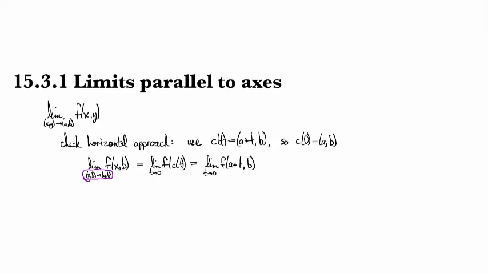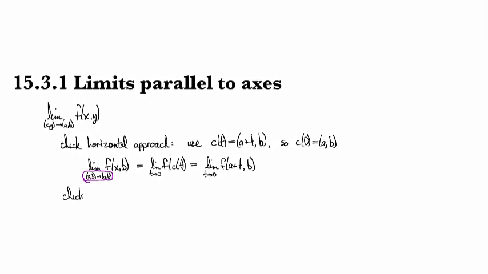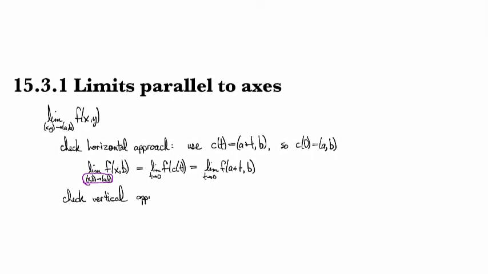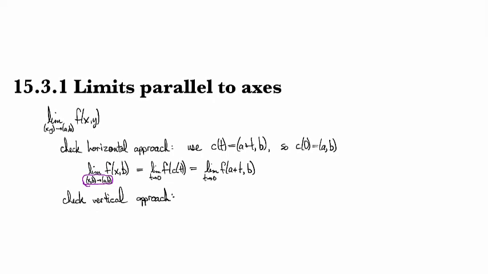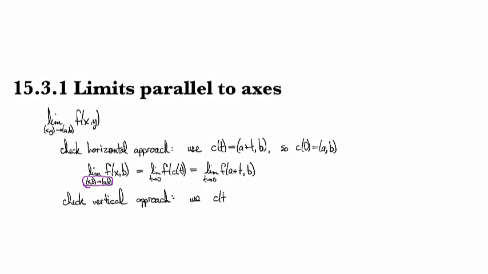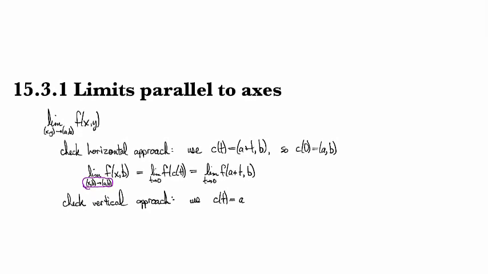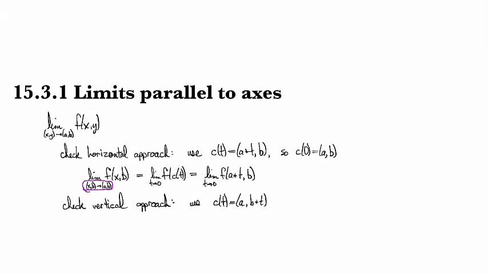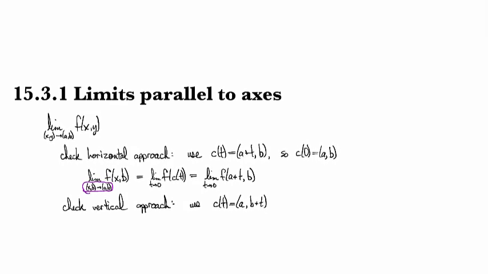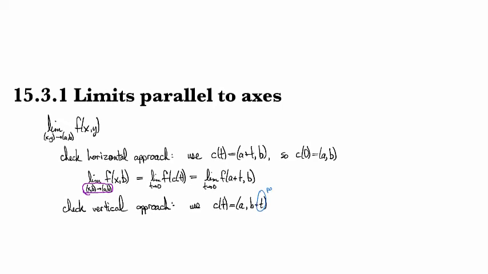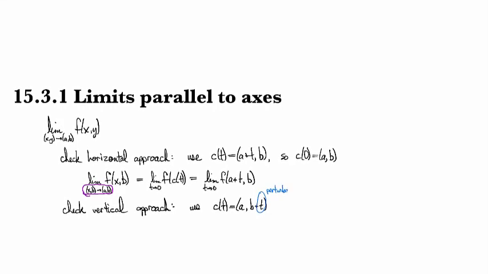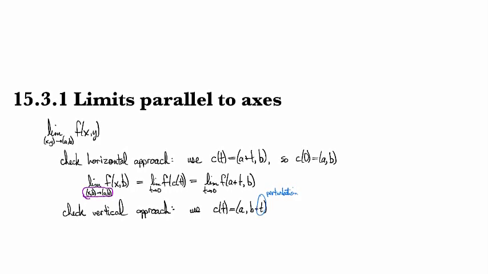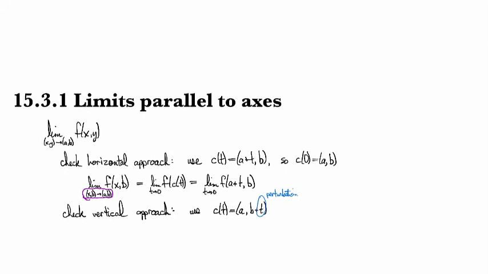And then similarly, if we wanted to check the vertical approach, then we would use a and then b plus t. So we do our perturbation. You can think of the t as being some perturbation. We're wiggling around just one coordinate by a certain amount. That happens in the second coordinate, right?